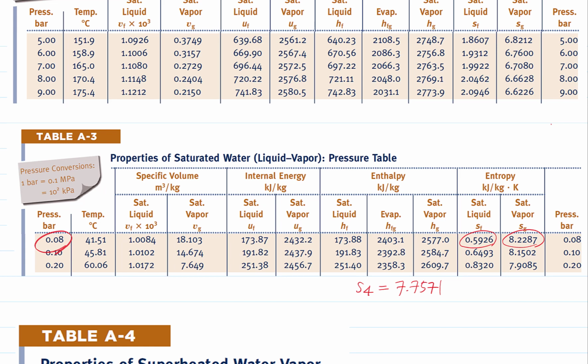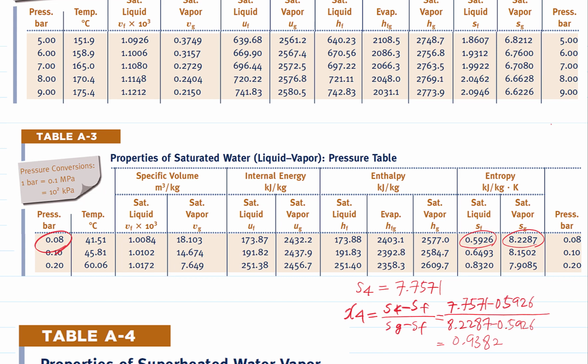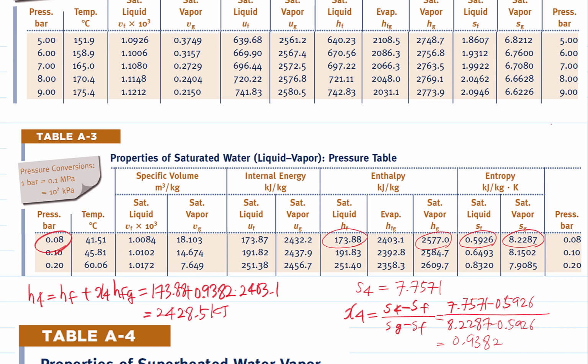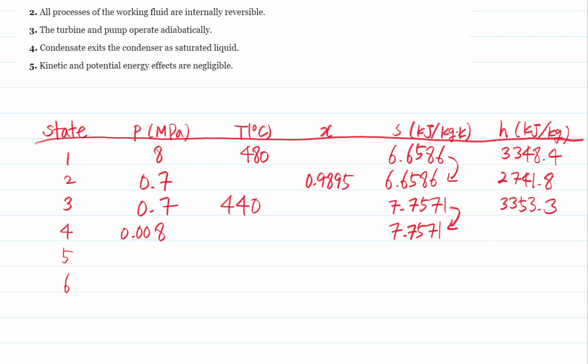So we can calculate the quality. And from the quality, we can also determine the enthalpy at state 4. Enthalpy for saturated liquid, enthalpy for saturated vapor. So we also got enthalpy at state 4. Quality is 0.9382. Enthalpy 2428.5.